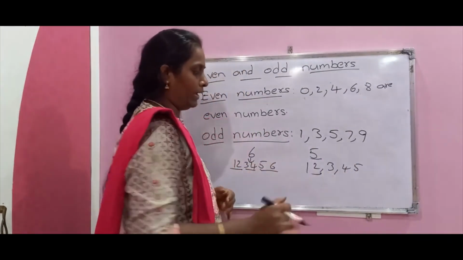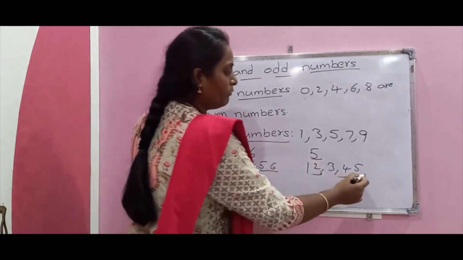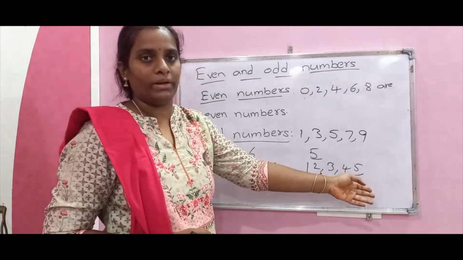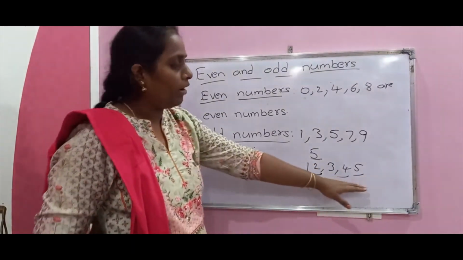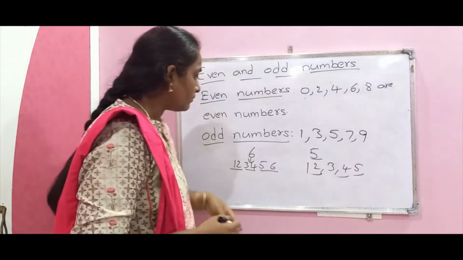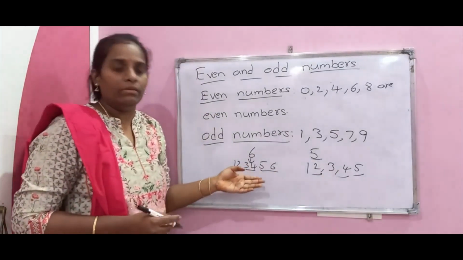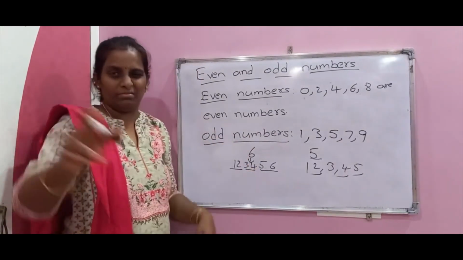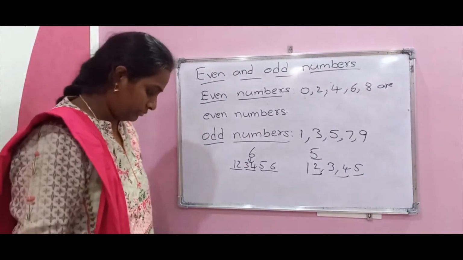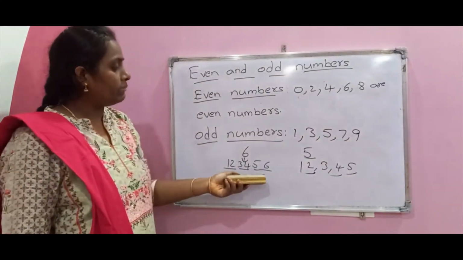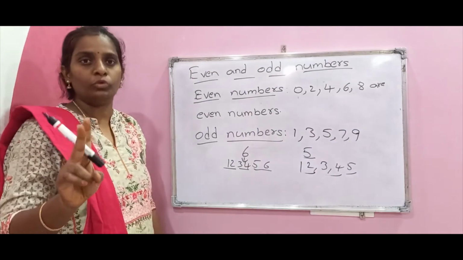1 and 2 are paired. 3 and 4 are paired. But 5 has no pair. Here 5 has no pair, because here an odd number of people are there. Here an even number of people are there. For the even group, the numbers can be divided into exact groups of 2, pairs.